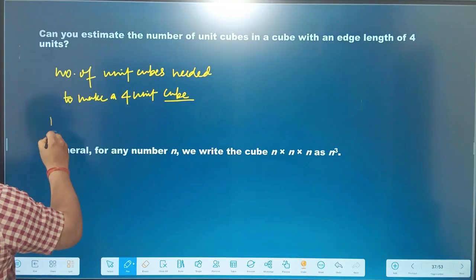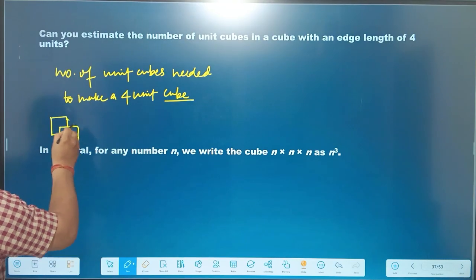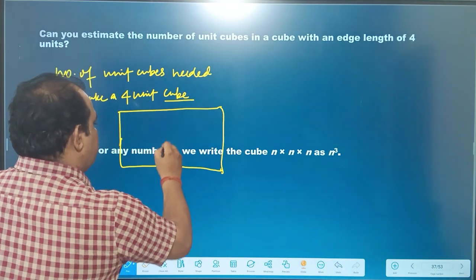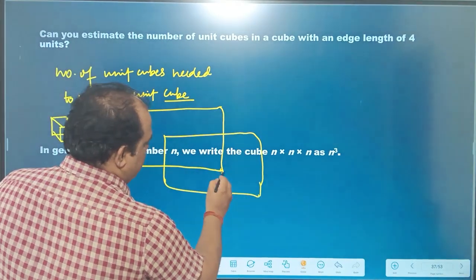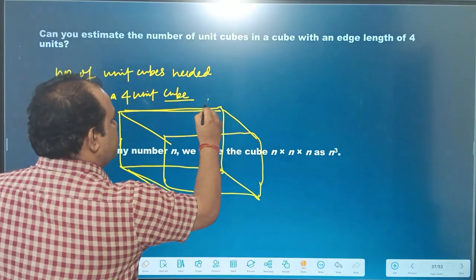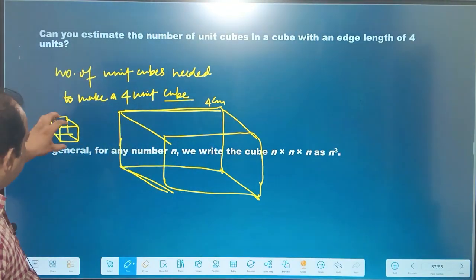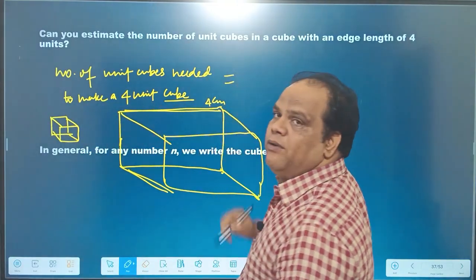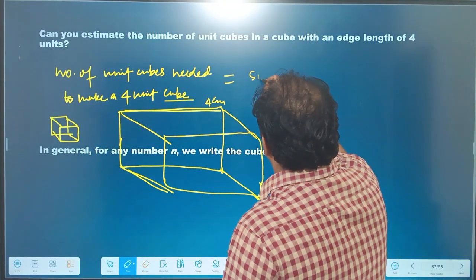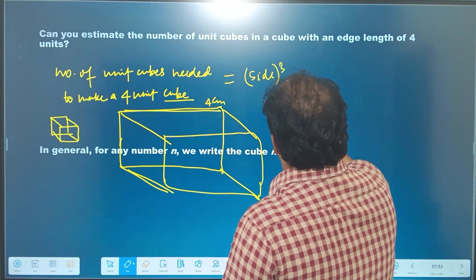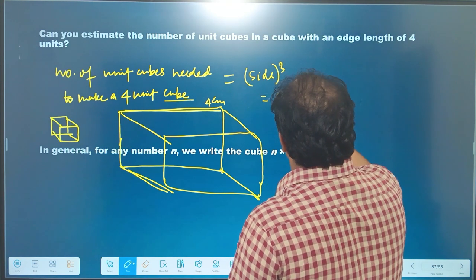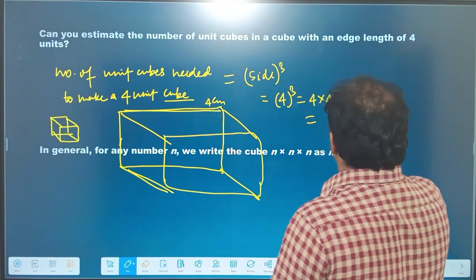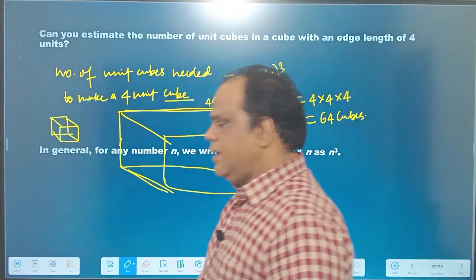You understood? So see, let's say this is 1 unit cube. Now you have to make a cube this way, where each side is 4 centimeters. So how many of these small cubes do you need? It will simply be the cube of the side, and the side value is 4. 4 cube means 4 into 4 into 4. So 4 fours are 16, 16 fours are 64. You need 64 cubes.